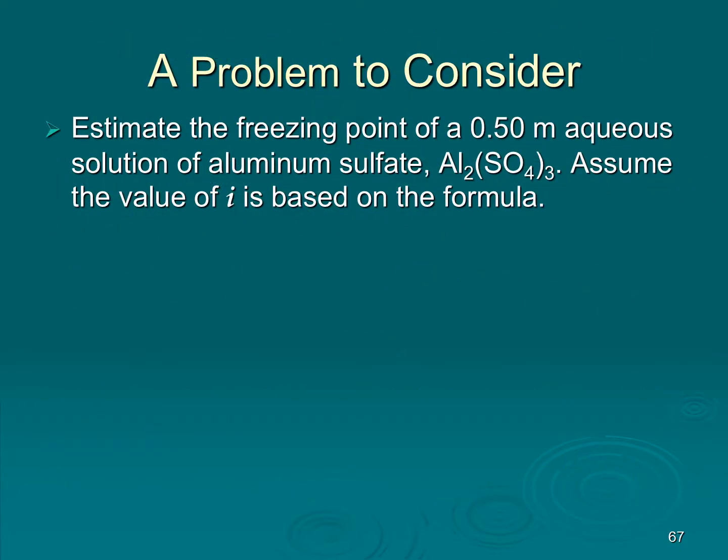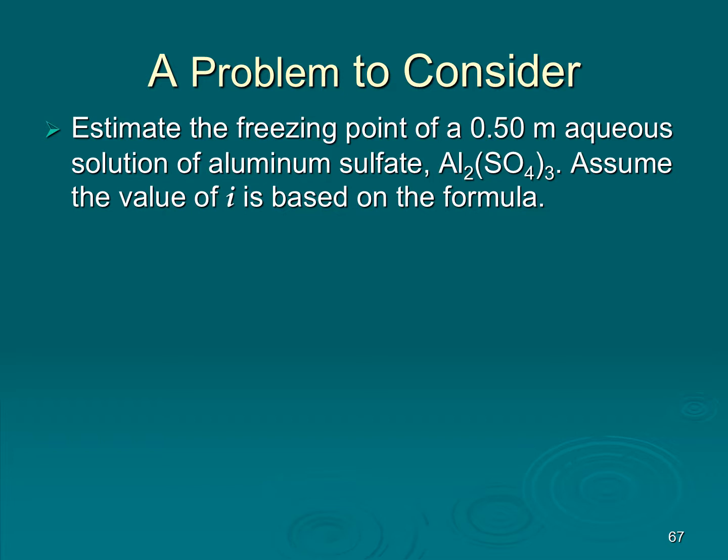So you might want to go back to chapter 4 and refresh your memory. Remember that if NaCl breaks apart, you've got 2 particles. What if it's MgCl2? Well, that breaks apart into Mg2+ plus 2 Cl-. So that actually gives you 3 particles.